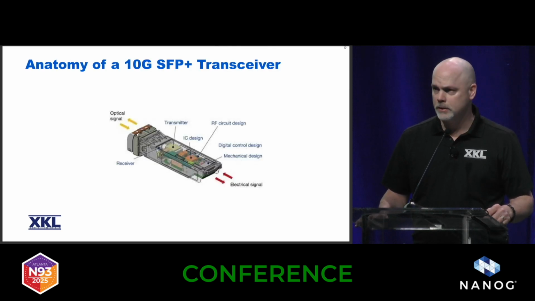So here's what the 10 gig transceivers look like. Very, very simple design. You got your TOSA, your transmitter, your ROSA, your receiver, an IC, some kind of RF circuitry, using on-off keying for modulation. Very simple, very straightforward, cost-effective, and looks absolutely nothing like our coherent transceivers.